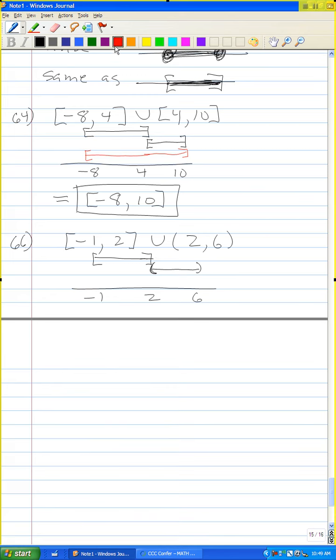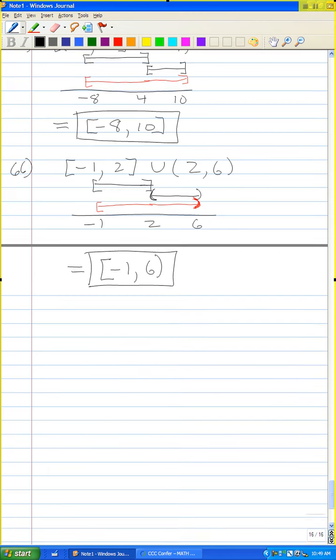So the union will be, well, I start at -1, I go to 2, so I've included 2, and then I keep going to 6, but I do not include 6. So notice that the 2 was included because the 2 was included in this first interval. Therefore, it is the half open, half closed interval from -1 to +6.